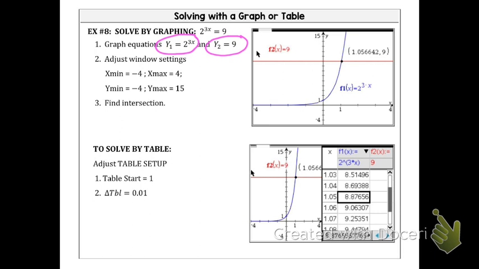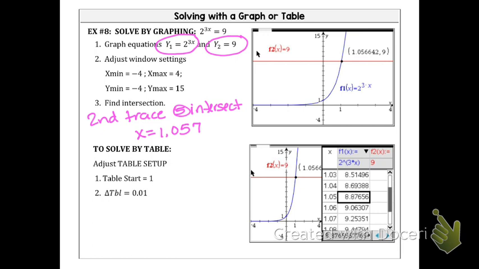On our regular window, we should be able to see that intersection already, so I shouldn't have to adjust my window, but you can if you need to. And so then we're just going to go to second, trace, which is that calc button. Number 5 says intersect, and hit enter, enter, enter. And when you do, it's going to tell you that the x value is 1.057 approximately.